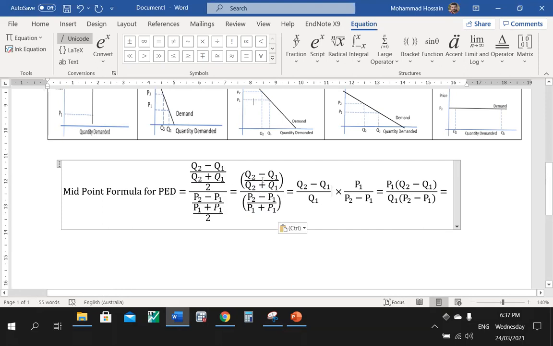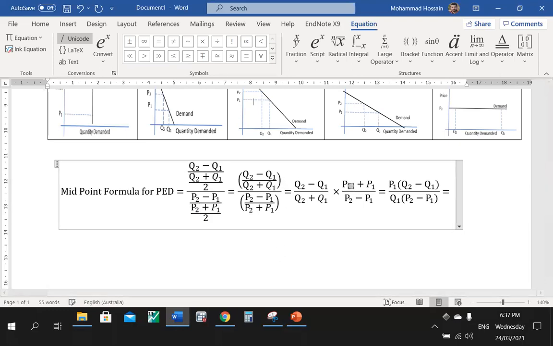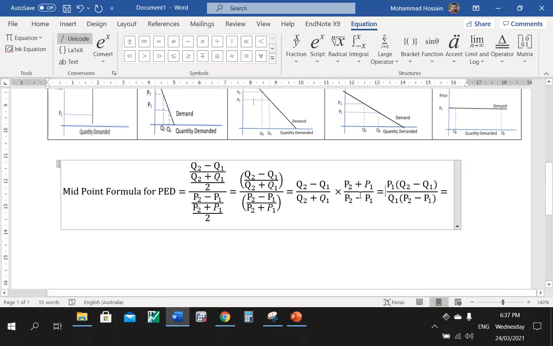Okay. Then if we change the side, how will it look? Q2 minus Q1 divided by Q1 into, it will be upside down. So for that one, wouldn't it be P2 plus P2? Yes, P2. Oh, okay. Copy paste error. Anyway, okay, so this will be the case.